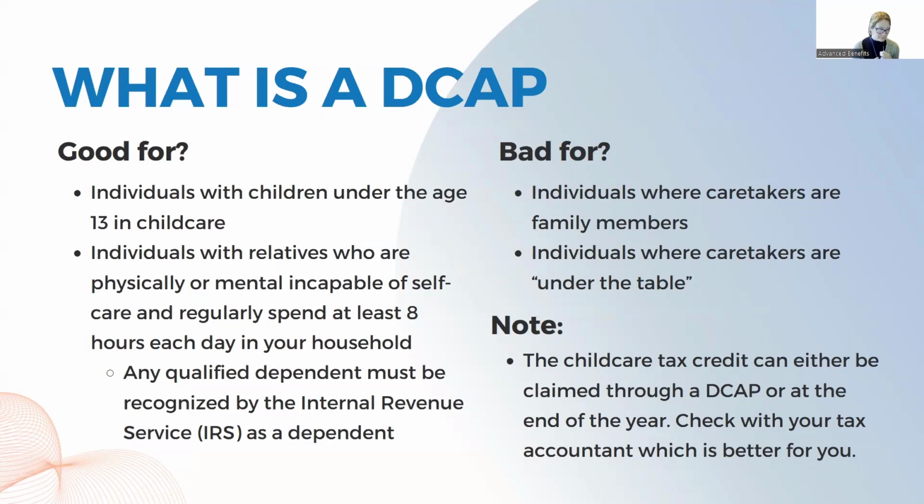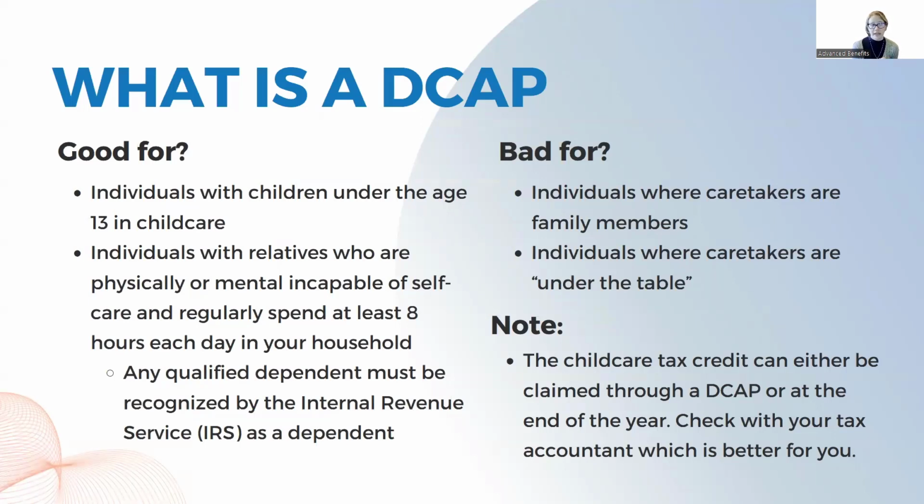It's also something that can be used for individuals that have relatives who are physically or mentally incapable of caring for themselves. It's really important to know that there are strict definitions under the IRS on who is considered a qualified dependent, and they do have to meet those definitions, especially if they are over the age of 13. But a great example that I've encountered is somebody who had an adult child who was a quadriplegic. They were able to use that dependent care account to pay for the caregiver that came and cared for that adult child while they were at work.